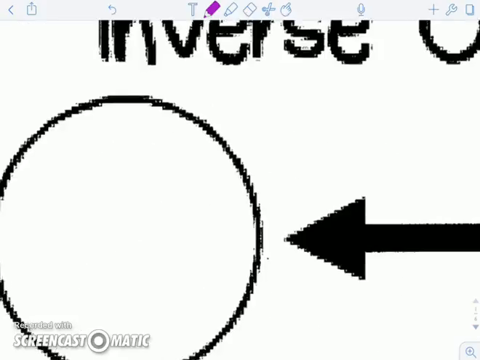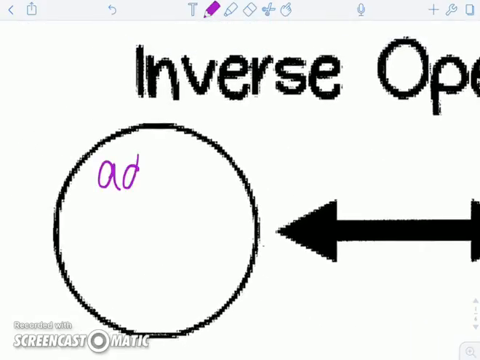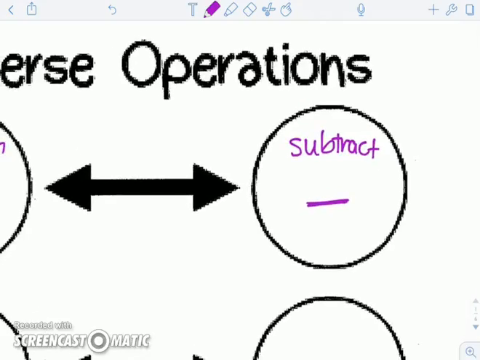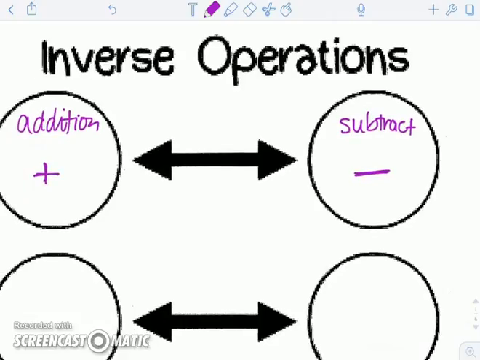The first one, obviously, is addition. If I accidentally add something on my calculator, in order to undo it, I would just subtract that same number, and it goes both ways. If I accidentally subtracted a number, I would just add it back and be where I was before. So addition and subtraction are inverse operations of each other.